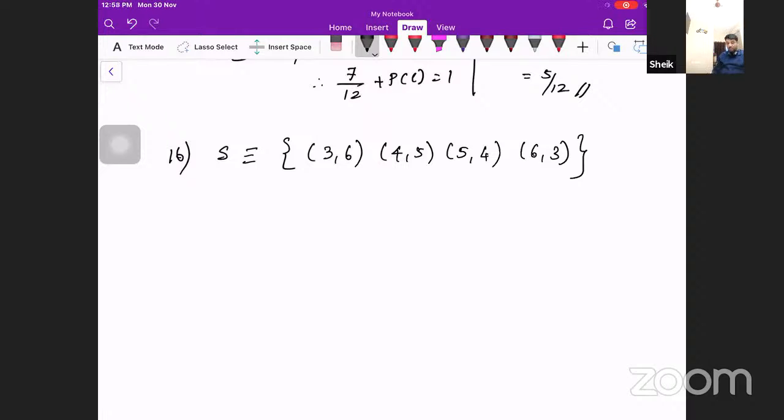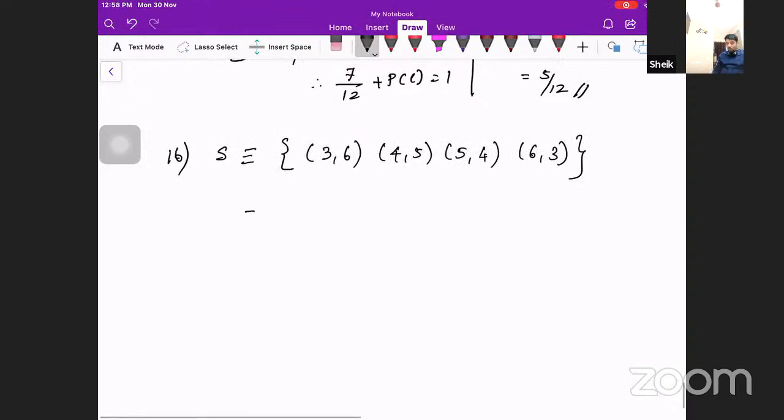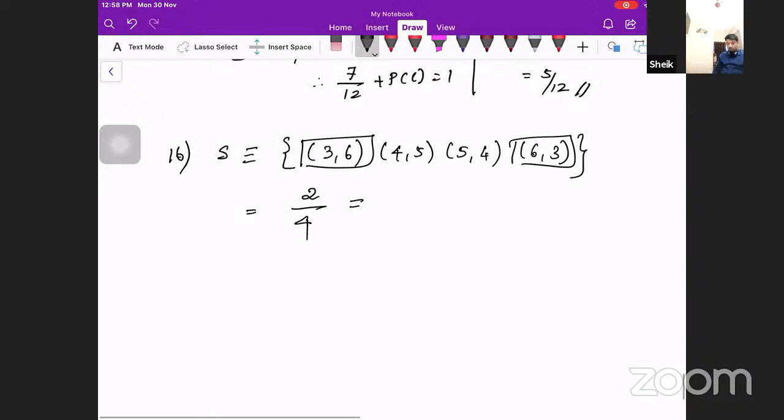One of the dice shows 3. That means, look at this, out of 4, these are the two possibilities, correct? So 2 out of 4 is my probability. What is 2 out of 4? It is 1 by 2. So our answer is option C.